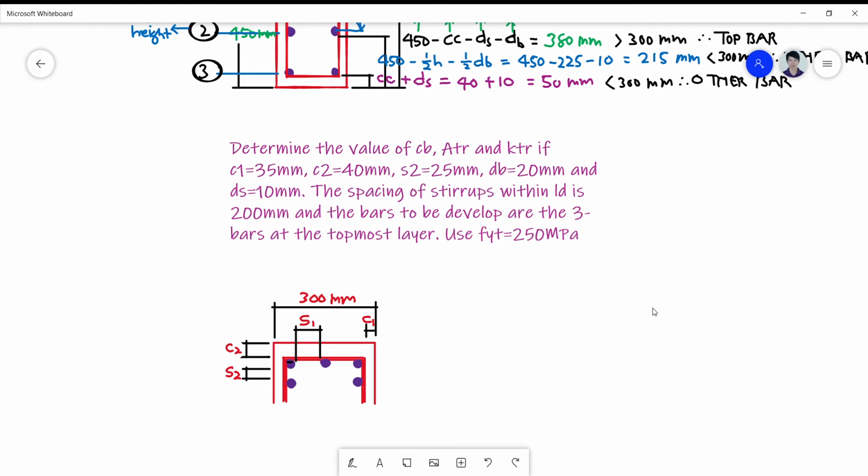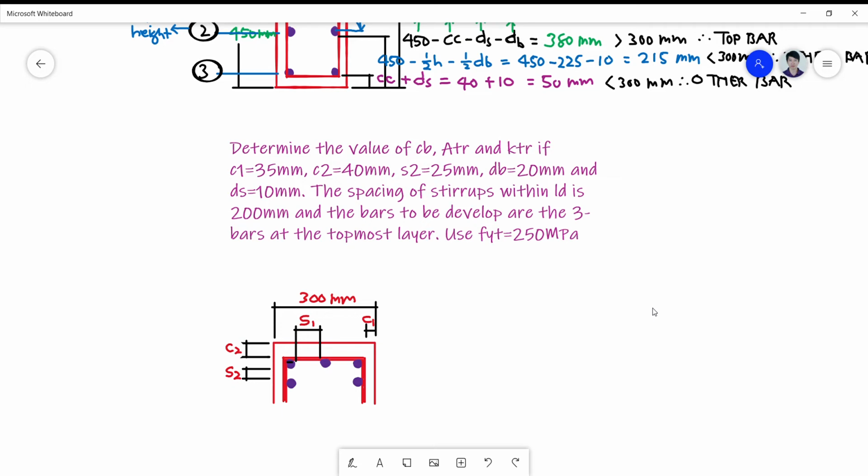Okay, guys, this is another example of the preliminary computation before we proceed with the development length problems. So in this problem, we are asked to determine the value of CB, ATR, and KTR if the following parameters are given. Okay, C1 is actually the clear cover at the sides.